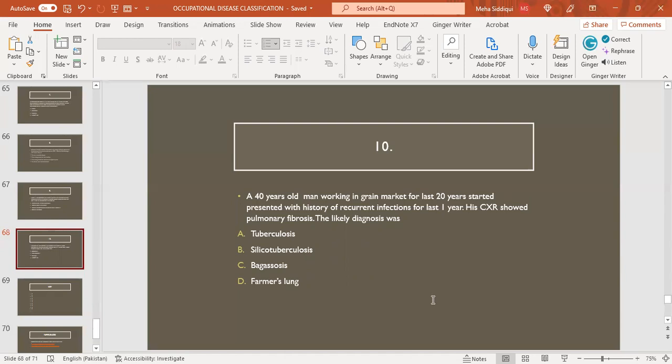D, farmer's lung. D is the right answer because the man was working in grain market. He was in exposure to the grain dust.